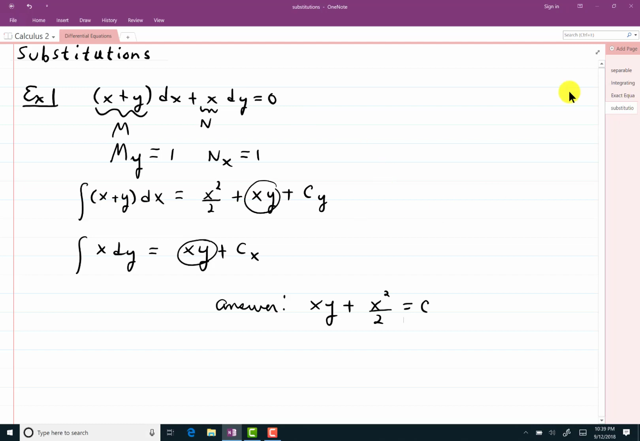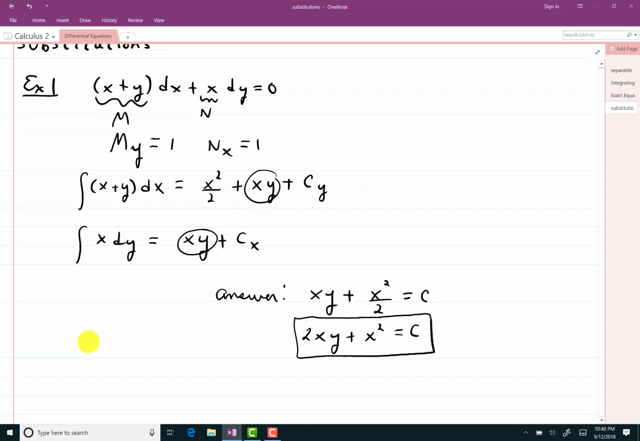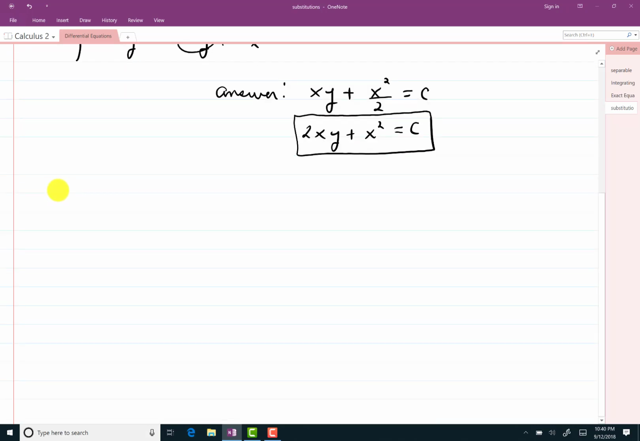Now, if I want to, I can simplify it a little bit by multiplying everything through by 2. I get 2xy plus x squared equals a constant, and the constant will just absorb the multiple of 2, and I write my answer that way. Now, I'm going to use this as an example of what I want to do. My example to solve this in a different method will seem way more complicated, but it's an easy example to do for the first one to explain this kind of stuff. So, we're going to redo example 1.